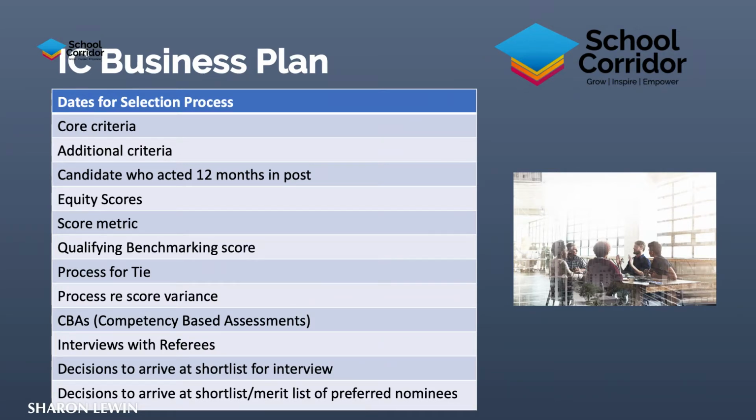Then, of course, the governing body, or the IC in this case, needs to understand that the candidate who acted in a promotion post will have to be shortlisted. So it's got nothing to do with the person's CV. That person must be shortlisted. So you have to check on that information. Then you also have to check on the equity scores.